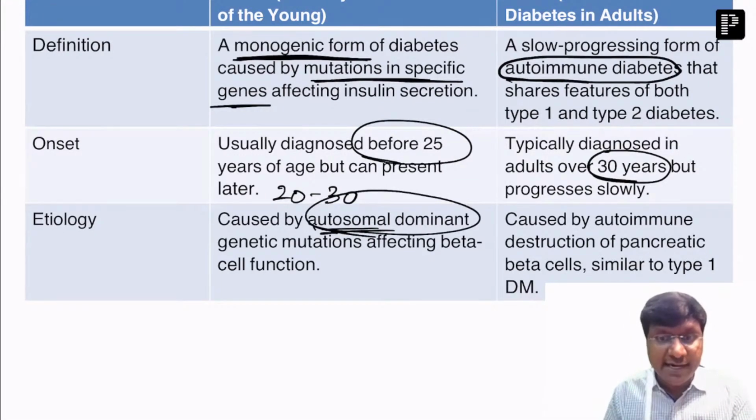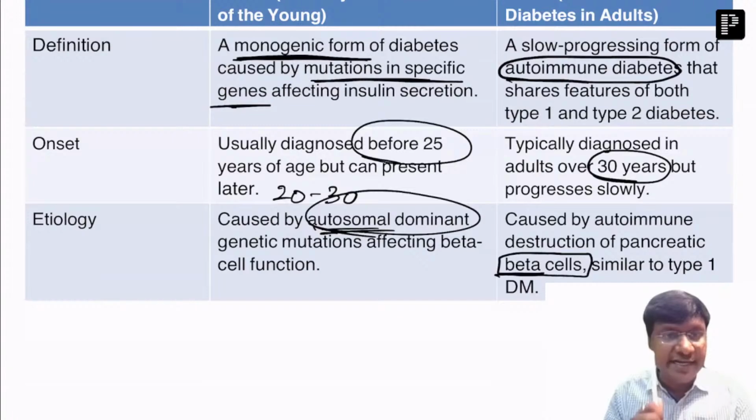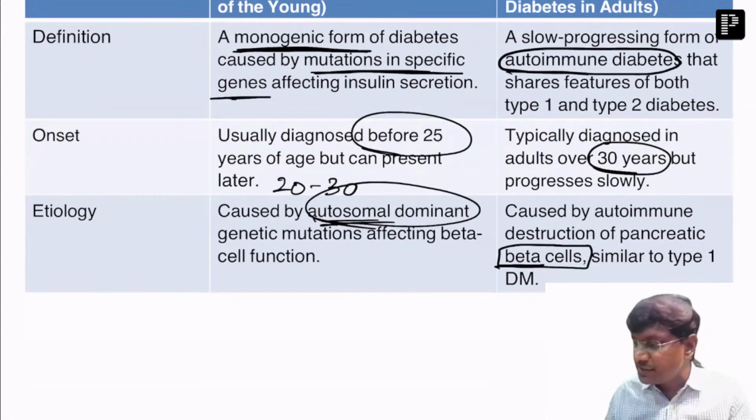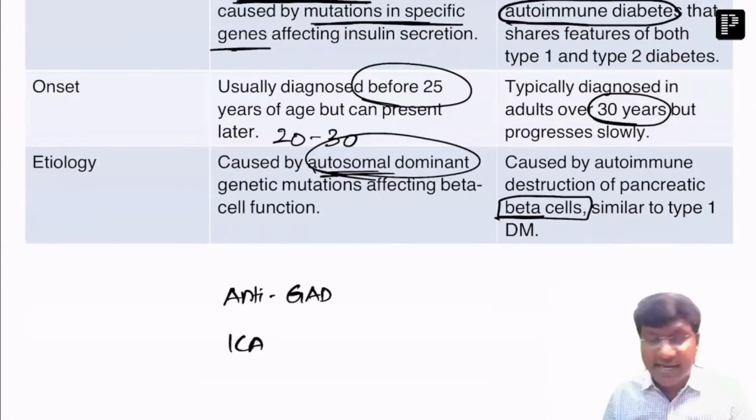Whereas in the case of LADA, what have we discussed? It is autoimmune destruction of the pancreatic beta cells, similar to that of type 1 diabetes mellitus. Now, what are these antibodies that will be destroying the beta cells? The antibodies will be anti-GAD antibodies and islet cell antibodies, right? So these are the antibodies against the beta cells. That is what you will have in the case of LADA.